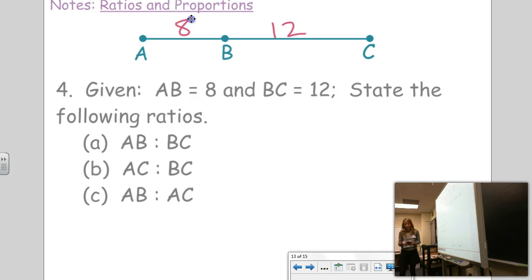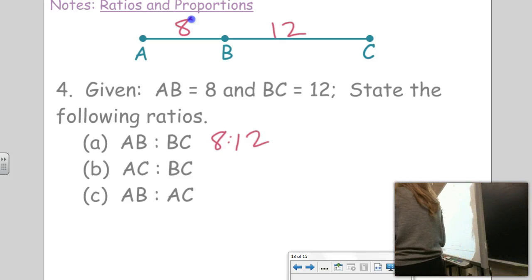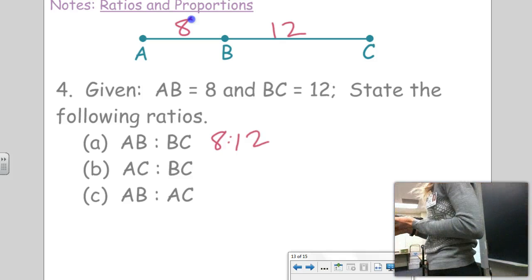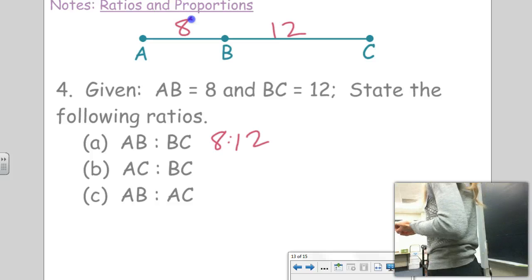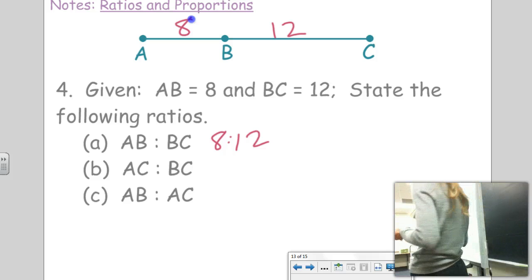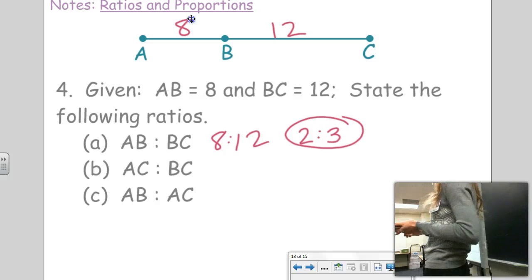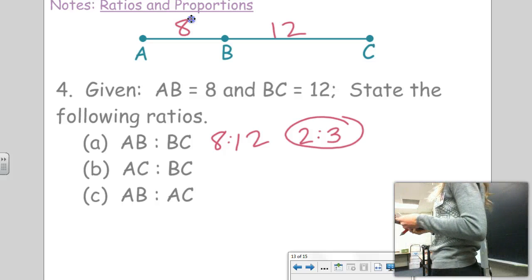DJ, what did you get for A? 8 to 12. Yes, it is 8 to 12, but we would never leave an answer unsimplified. I'll do the second. Yes, 2 to 3. So please don't put 8 12. That's not your final answer. 2 to 3 is your final answer.